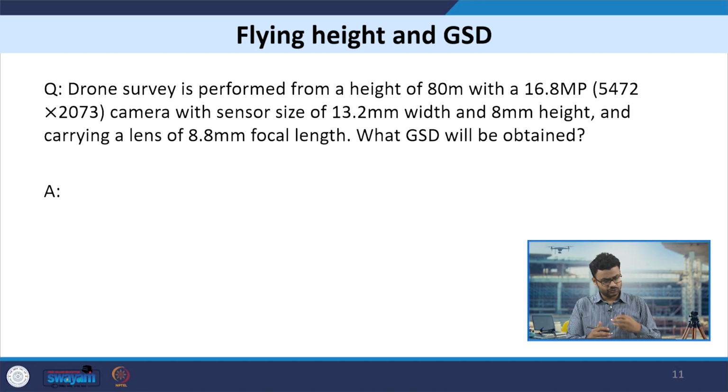So let's solve an example to better understand this concept. A drone survey is performed from a height of 80 meters with a 16.8 megapixel camera. This 16.8 megapixel camera has 5472 pixels in the width direction and 2073 pixels in the height direction. So basically this is how the image looks.